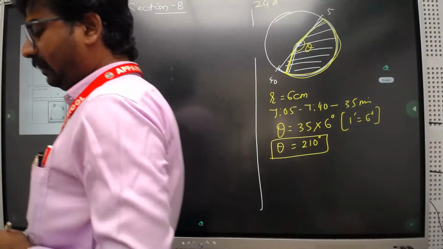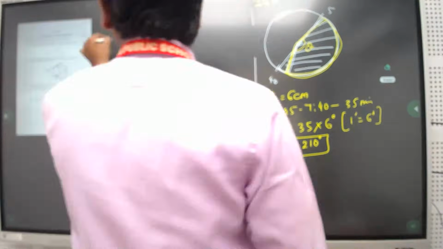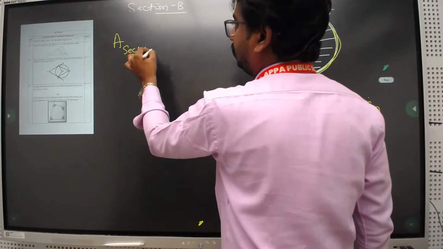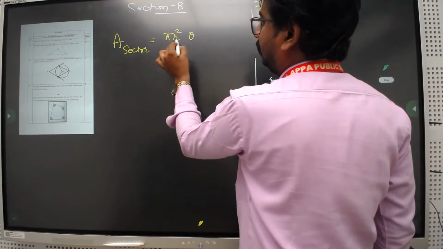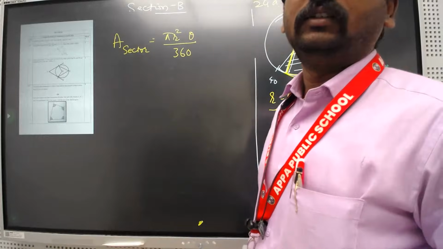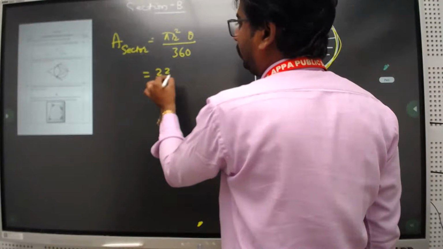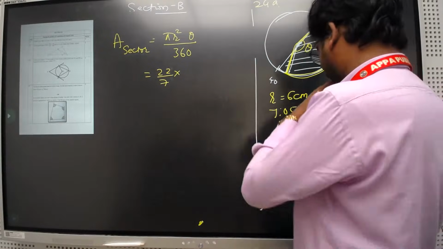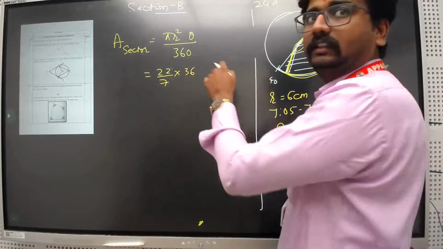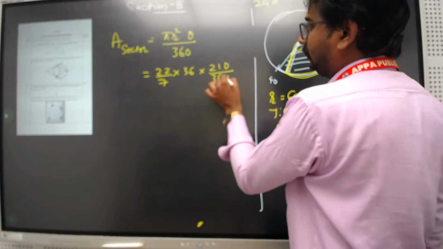Now, area means what I should find? Sector or segment? Sector. What is area of sector formula? Area of sector is equal to pi r square theta by 360. Area of circle into given angle by total. Major sector means reflex, 360 minus theta. What is pi value? 22 by 7. Radius is 6, means I'll write it as 36. Okay. Into what is theta? 210 by 360. 0, 0.